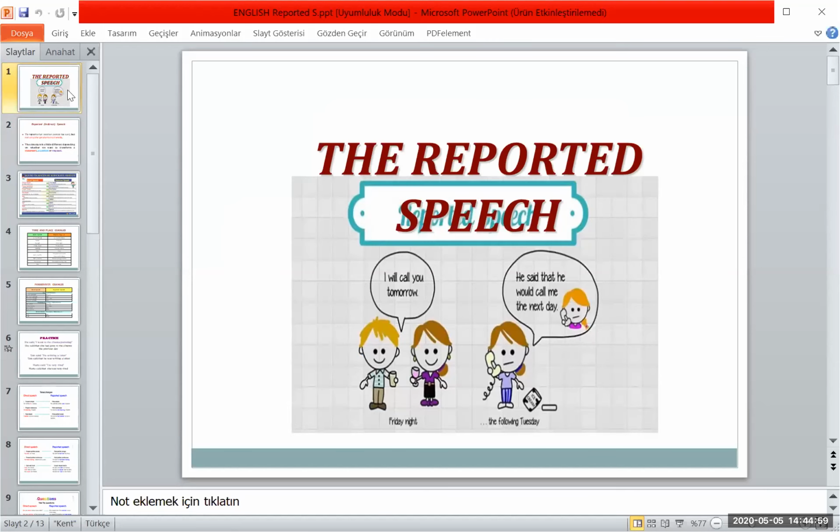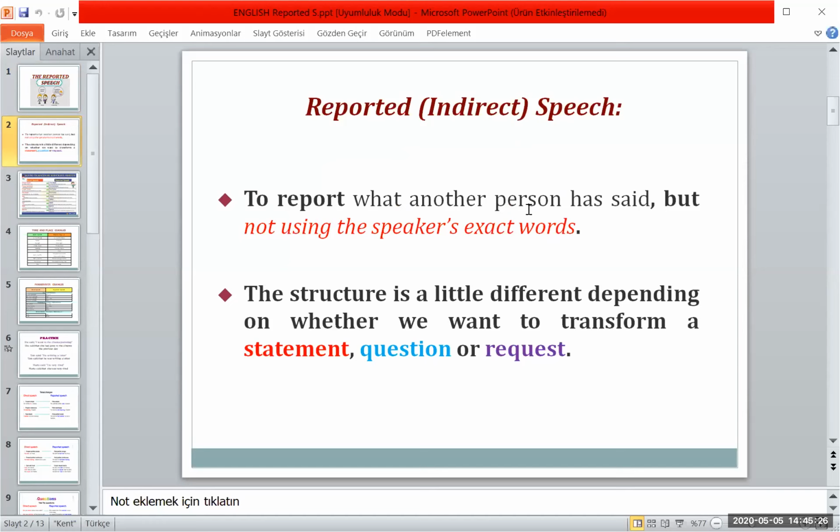So let's start over. Today we'll be focusing on reported speech, okay? It's split into two parts. Today we'll focus on reported statements, positive and negative sentences. Tomorrow we'll focus on reported questions. Okay, so let's see the definition.